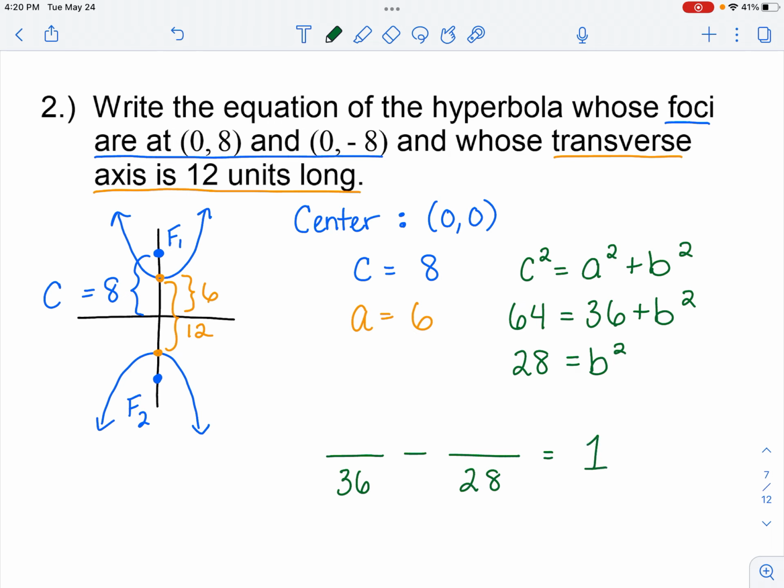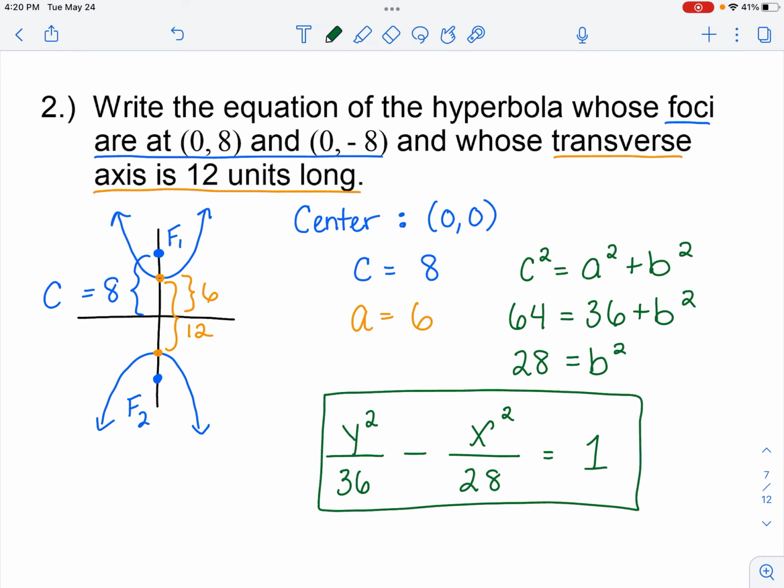The question is, which variable goes first, x squared or y squared? Now, this was a vertical transverse axis, so that means the y has to come first, and the x will come second. And this right here is my final equation. But I had to make a graphical representation to help me figure out, well, is the x squared first or is the y squared first? Because it was a vertical hyperbola with a vertical transverse axis. That's why the y squared came first.